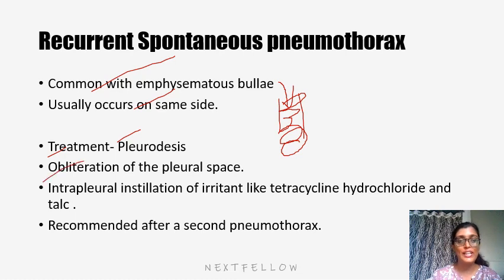Intrapleural instillation of an irritant. Now what substances are used? That is tetracycline hydrochloride, talc, and many times streptokinase is also used. It is recommended after a second pneumothorax. So whenever a patient has a second or recurrent pneumothorax, the treatment is always pleurodesis. You have to do the procedure, okay, because recurrent pneumothorax is dangerous. Pneumothorax itself is dangerous. It is life-threatening.